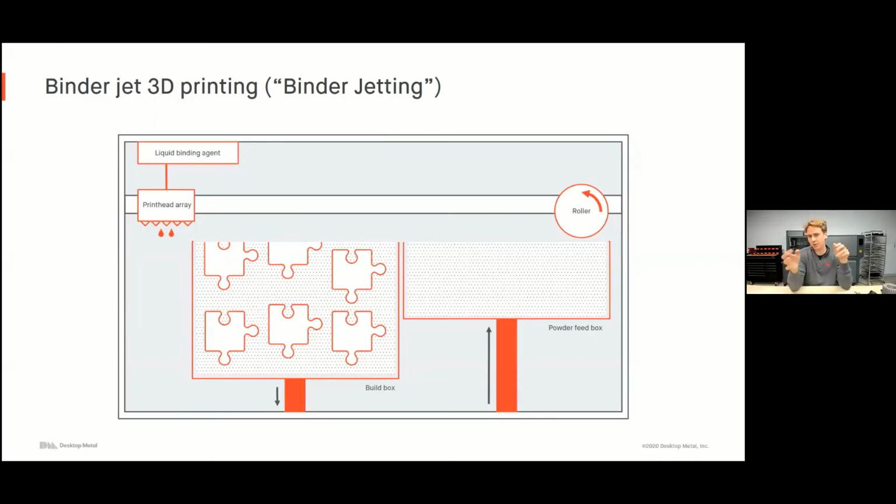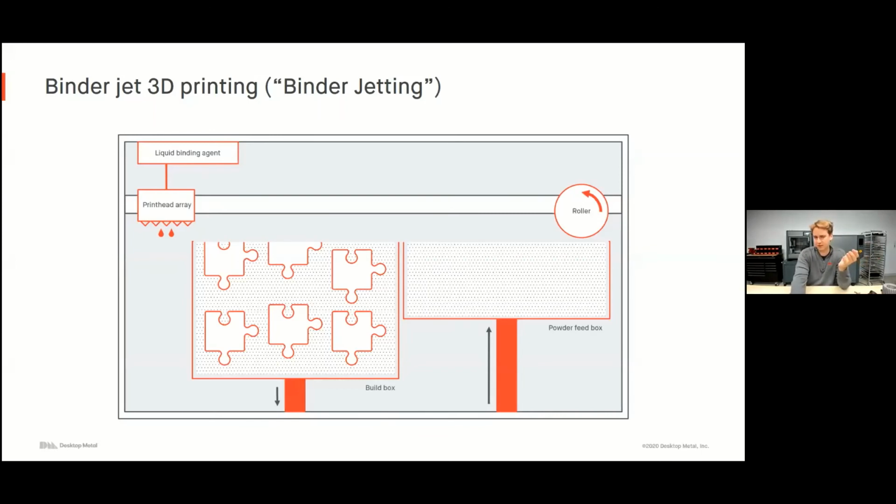After each layer is printed, we're going to lower the build box by another layer, spread another layer of powder, and the print head's going to come across again. This allows us to print entire layers of parts in just a few seconds, because that print head's going to come across very quickly, similar to what you would have in an inkjet printer, and deposit an entire layer of binder, print that entire layer.